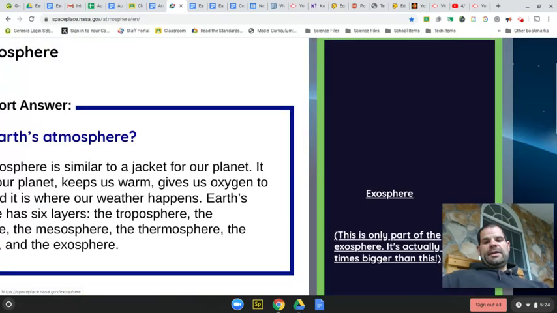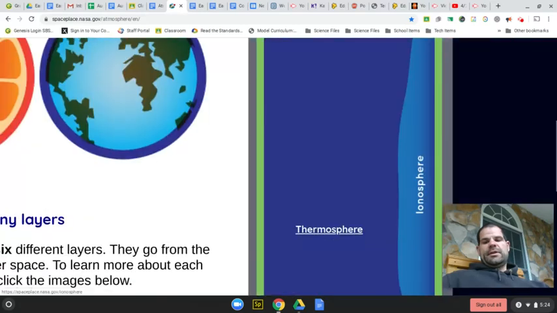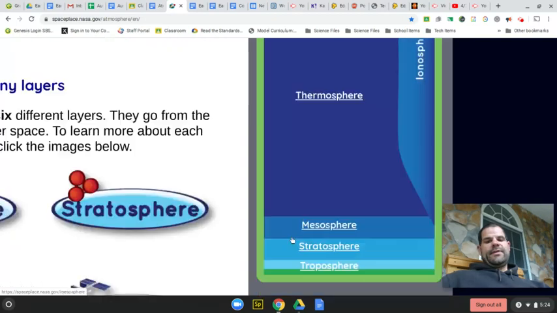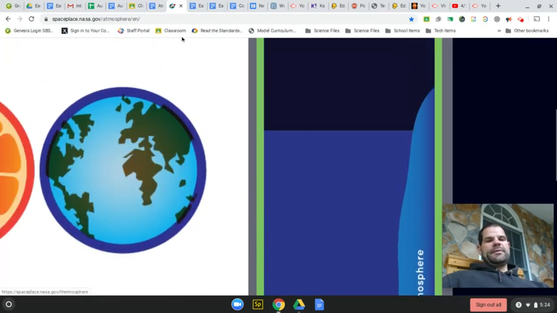Now, these are the five main layers, but we also have, if you look on the side here, this thing called the ionosphere, which is kind of a part of three layers. It's not just in one layer, it's part of three. And we also have the ozone layer, which is part of the stratosphere. So we have the five main layers, and we also have two other areas of the atmosphere.